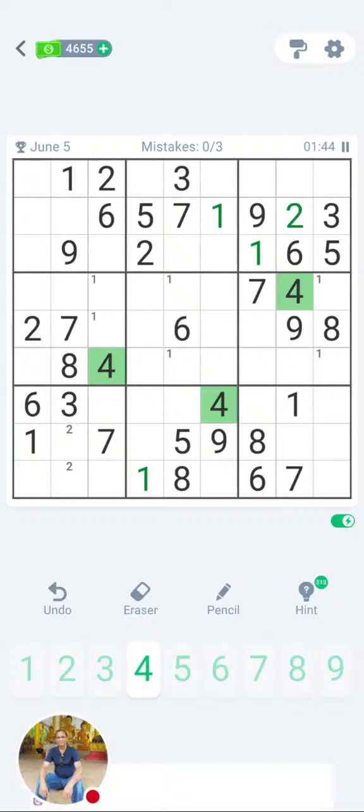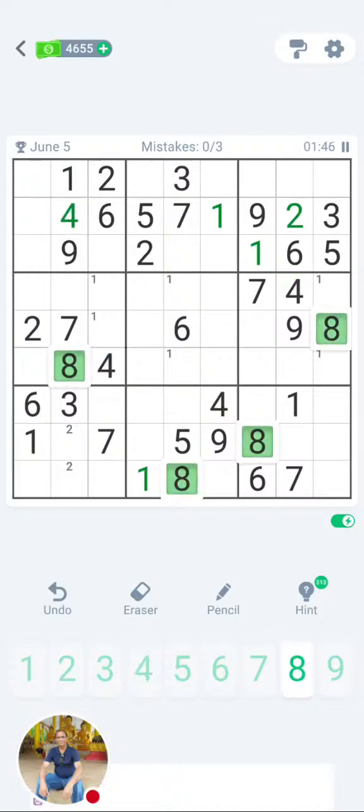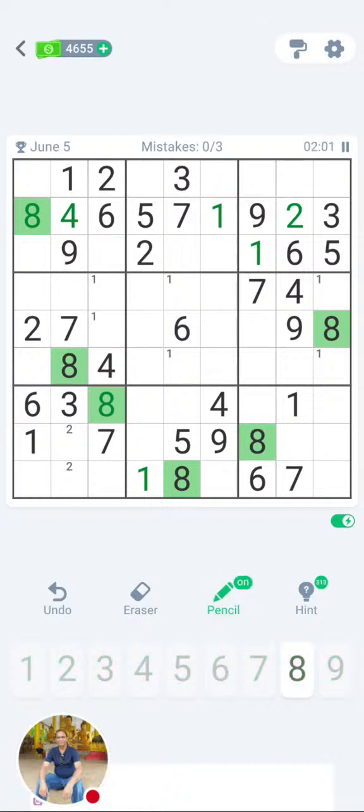Therefore, 4 can come there and 8 can come there because the vertical already had an 8. So 4 and 8 will come there. Let's see if I can fill in any 8. 8, 8, 8. And then 8, 8. So 8s are over.